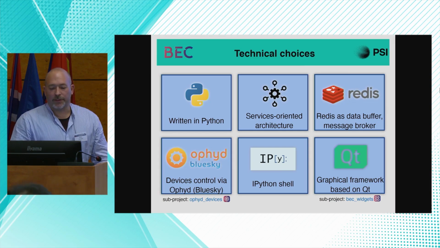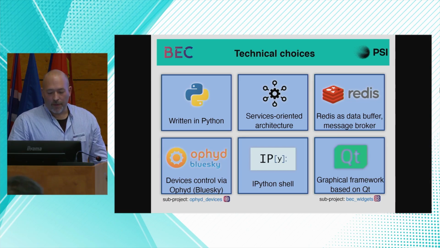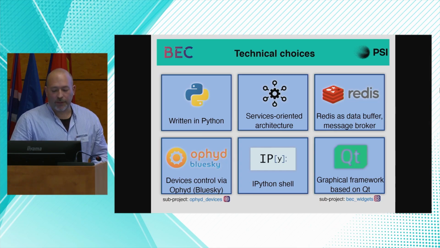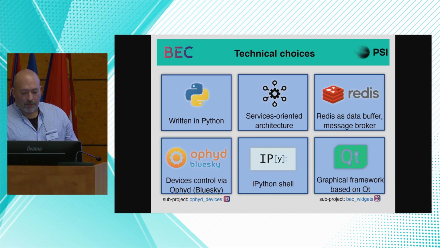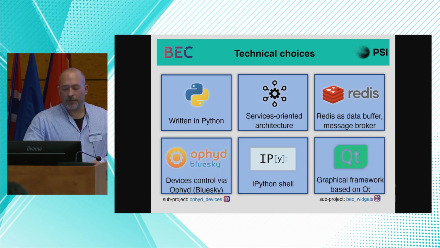So the technical choices behind Beck, we can summarize with 6 points. So it's all written in Python. It has a services-oriented architecture. It makes heavy use of Redis as data buffer and also message broker. And an interesting thing is that it's using Ophyd from Blue Sky for devices control. And so there is a sub-project called Ophyd devices in Beck. For the shell, it's based on IPython. And all the graphical widgets, I mean, all the graphical interfaces are built with Qt.